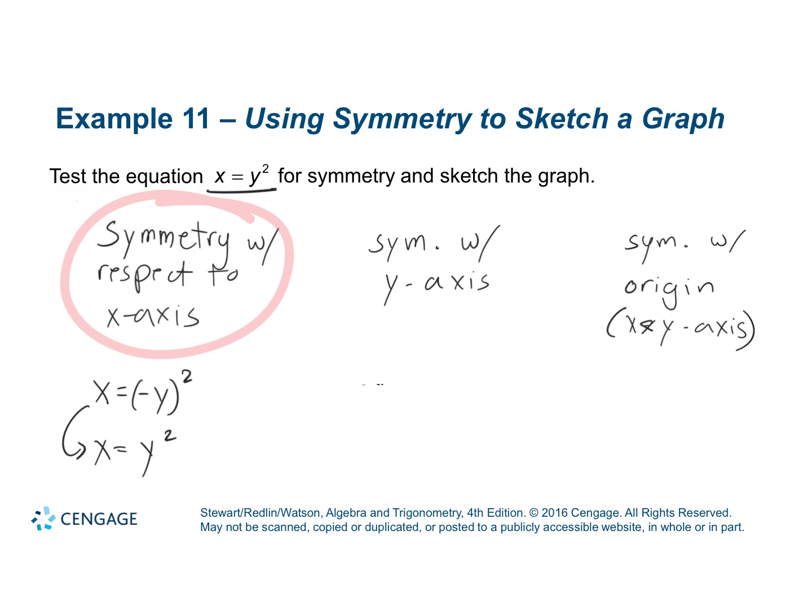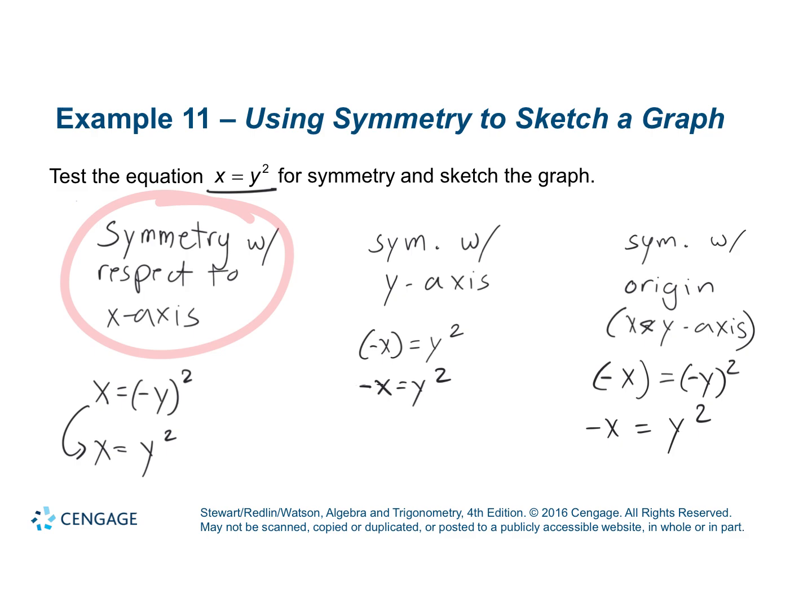Let's try the y-axis. So if we change the x into a negative x, then y squared. The x stays as negative x equals y squared. We don't have symmetry with the y-axis because the x doesn't go back to the original. And now if we were to do the x and the y, just to plug it in, negative x equals negative y squared. The x stays negative, the y goes back to the original. So we don't have symmetry along the origin or the y-axis.